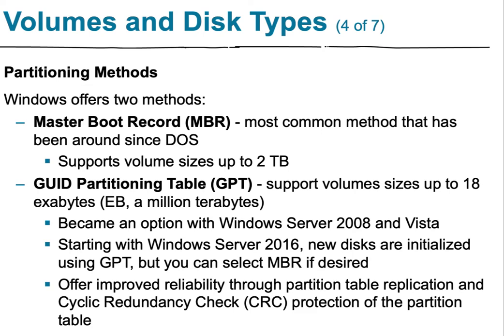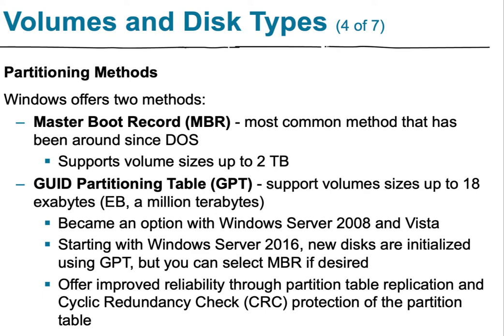Windows offers two methods for partitioning disks. The most common method, the Master Boot Record, or MBR, has been around since DOS. MBR partitions support volume sizes up to 2 terabytes. MBR-based disks are compatible with all Windows versions, as well as most other OSs. When a disk is initialized in disk management, it's initialized as an MBR disk by default.